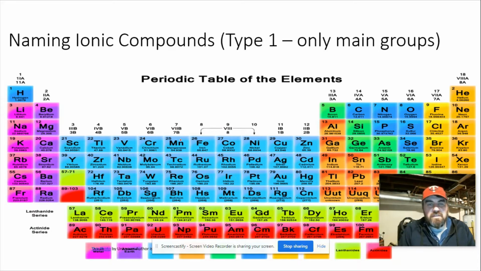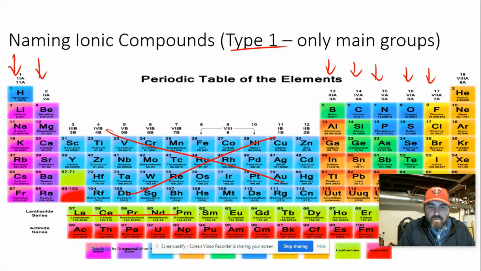Hello, students, and today we are going to talk about naming ionic compounds. What we're going to do today is look at type 1 ionic compounds. Those are what are called main group only compounds. So the main groups are this one, this one, this one, this one, this one, this one, and this one. Basically, don't worry about these on your periodic table. We'd say group 1, 2, 13 through 18, although 18 doesn't form ionic compounds.